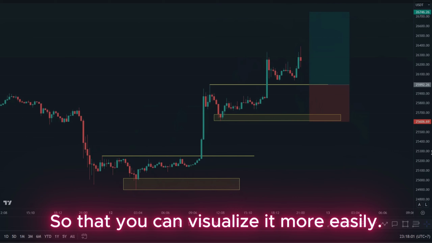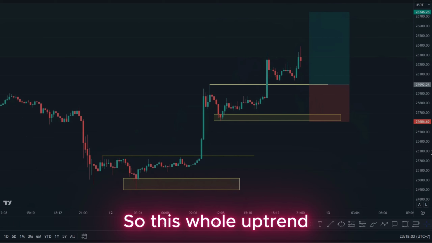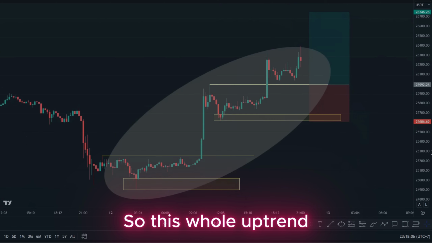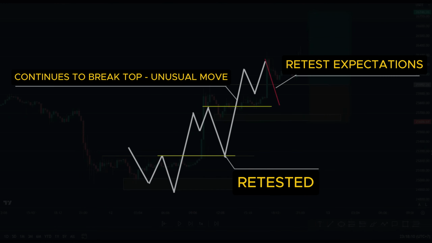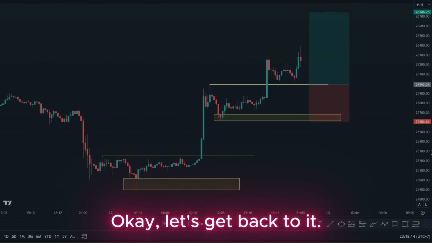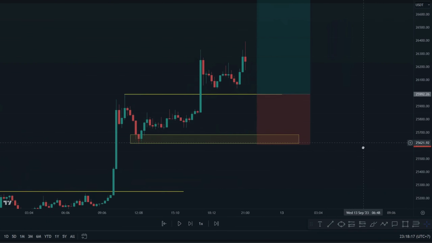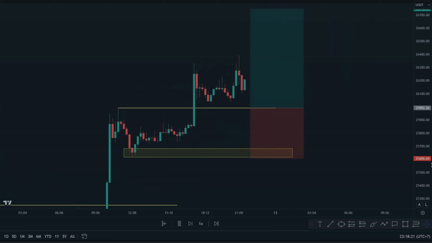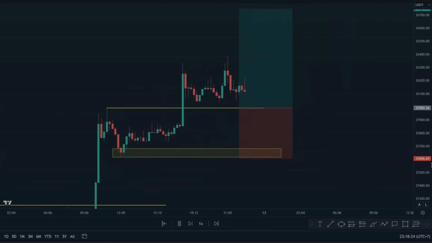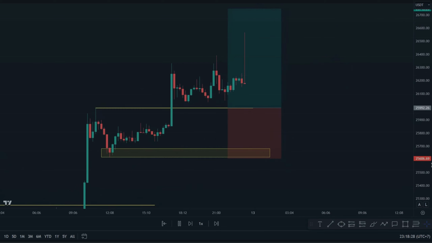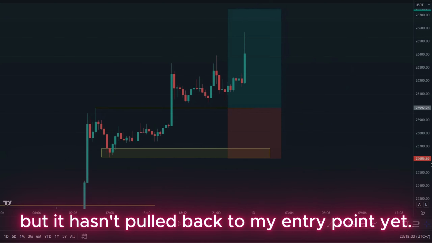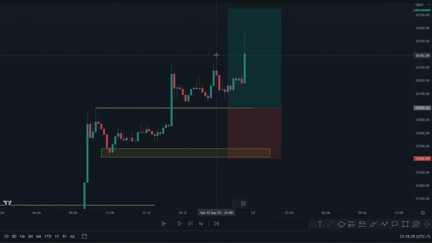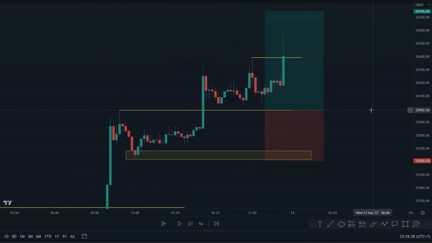So that you can visualize it more easily, this whole uptrend drawn on a simplified chart is like this. Okay, let's get back to it. The price also pulled back, but it hasn't pulled back to my entry point yet. It continues to rise and breaks the peak again.